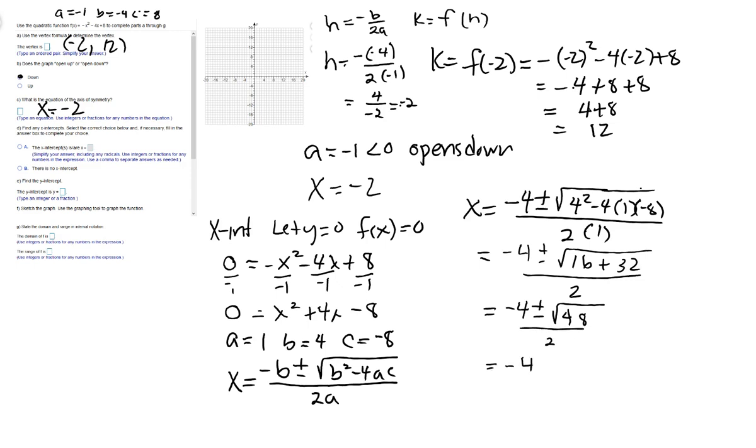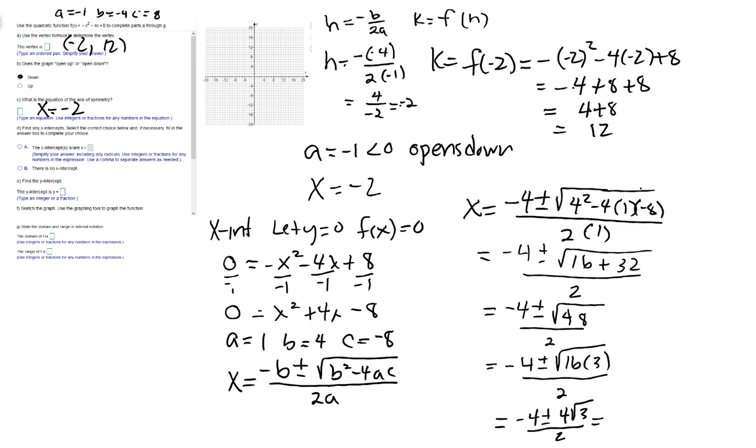Then I'm going to simplify the radical. 48 factors to be 16 times 3. The reason I factored it this way is because 16 is a perfect square, and I'll be able to simplify that radical. The square root of 16 is 4.